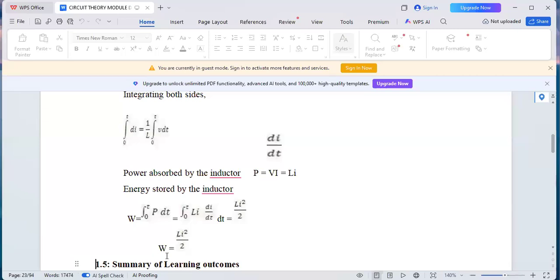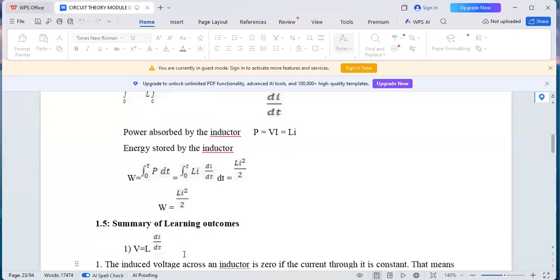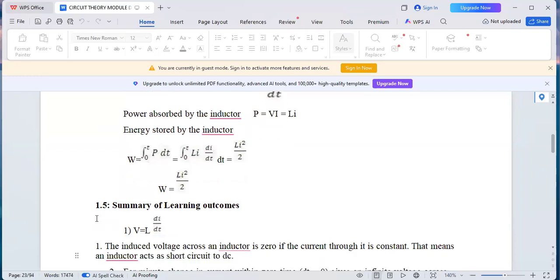And look here too. Li squared over 2. You see that? Energy stored by the inductor is Li squared over 2, and V equals L di/dt. Please, I hope you are noting it.